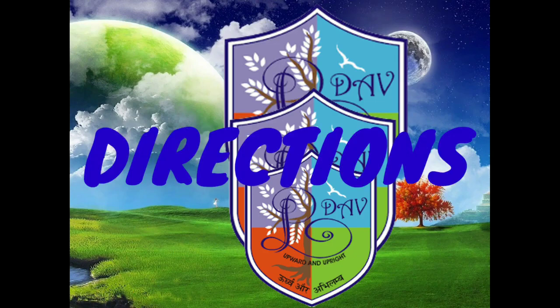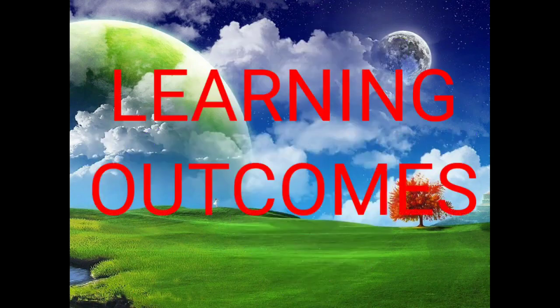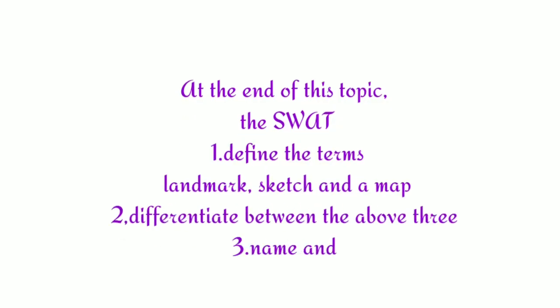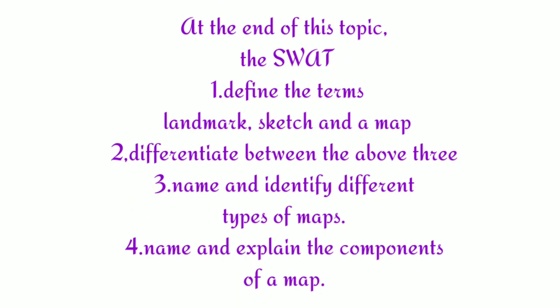So, we are going to continue with the chapter Directions. Learning Outcomes. At the end of this topic, you will be able to define the terms landmark, sketch and map, differentiate between the above three, name and identify different types of maps, name and explain the components of a map.